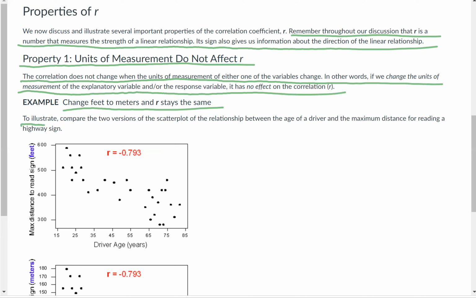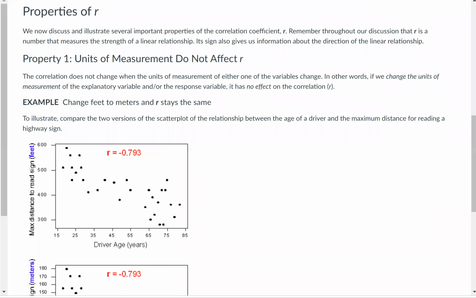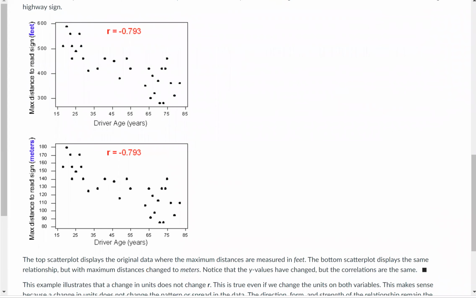So to illustrate, compare the two versions of the scatter plot of the relationship between the age of a driver and the maximum distance for reading a highway sign. Because here in the US, we might say feet, but in another country, they might say meters, right? Most other countries would say meters. Let's go down and look at these graphs. So the top one has us measuring in feet, and the bottom one has us measuring in meters, but still the correlation looks pretty much the same.